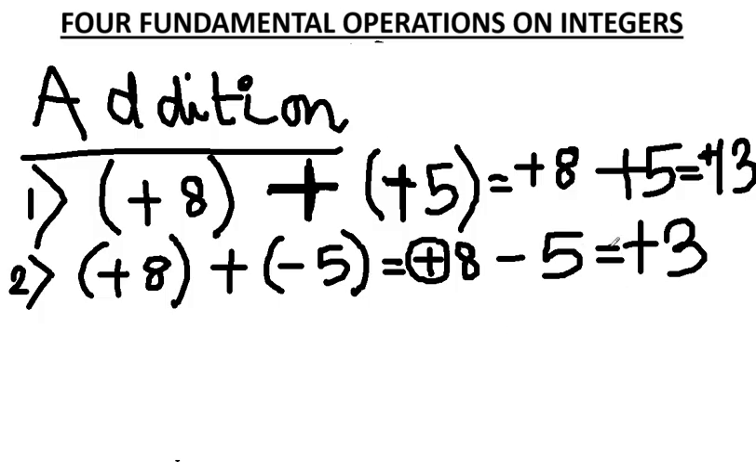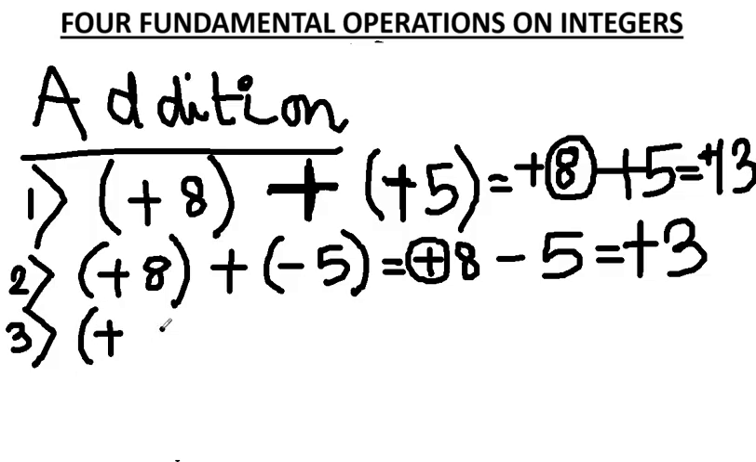So we always put the sign in front of the answer which is in front of the bigger number. The bigger number is 8 in the first scenario, so the answer which we got was positive 13. In the next scenario, the bigger number was 8 and the sign in front of 8 is a positive sign. So we put the sign as positive 3. Moving on to the next question.